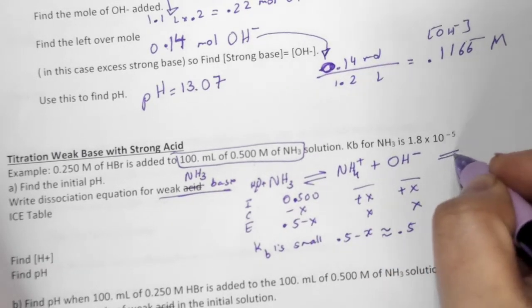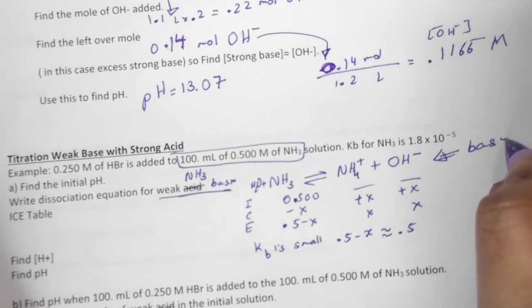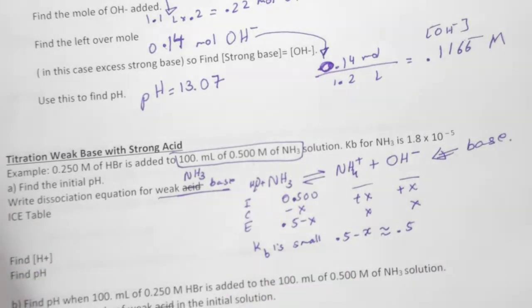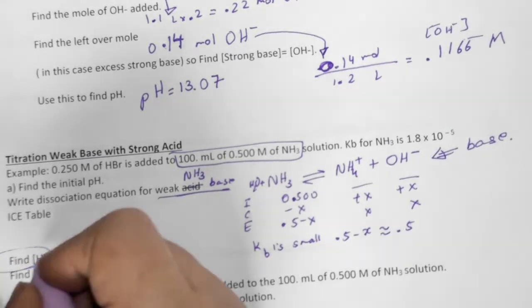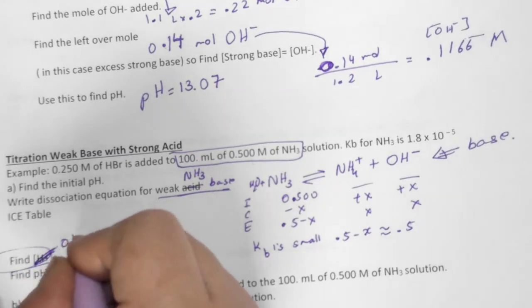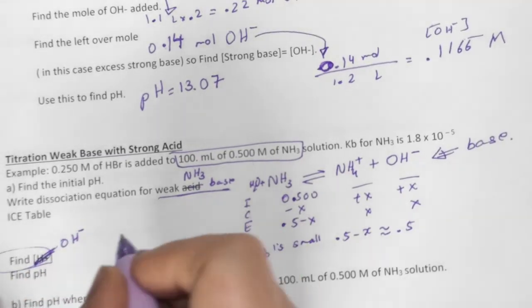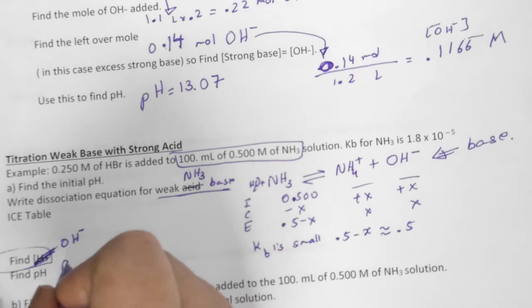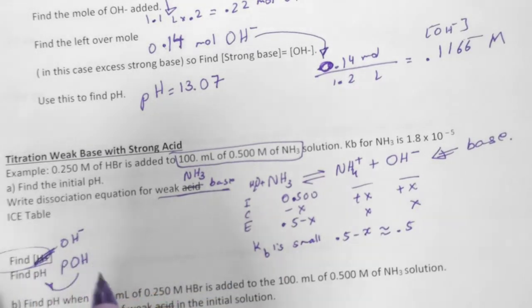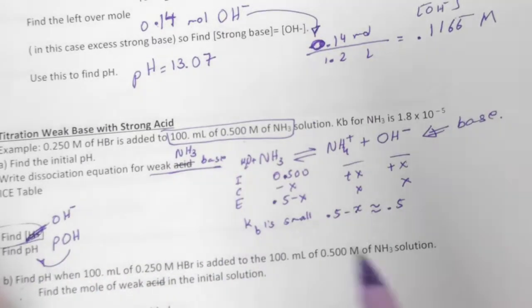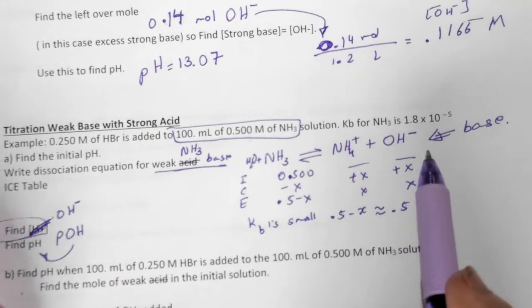Why do we use Kb? This is a base equation, so you've got to use a Kb. Find the concentration of H plus and then find the concentration of OH minus. We're not going to get H plus. What we're going to find is the OH minus first, and then we need to use this to find the pOH, and then we'll find the pH. So that's what we have to do. You're not going to get H plus, you're going to get OH minus. Make sure you're aware of that.